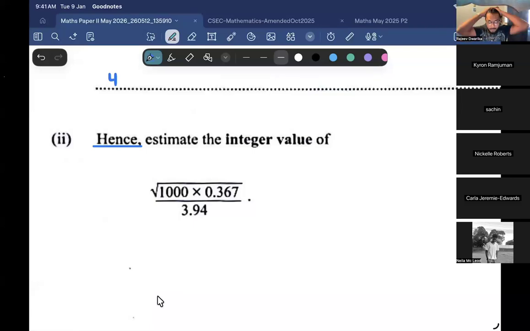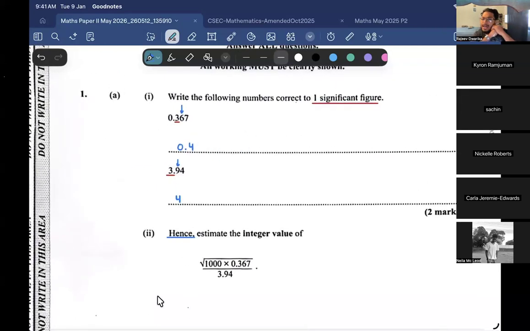The equation. Nah, I don't see any equations. What did we do in the previous part? Find the significant figure. So we rounded off, right? Yeah. And now they're saying hence. So what do you suppose I should do? Find the significant figure of that as well?